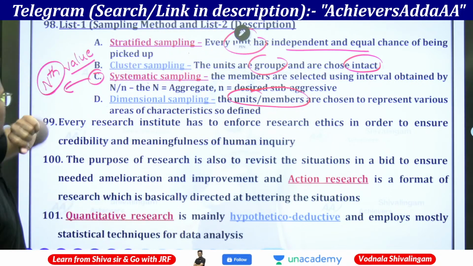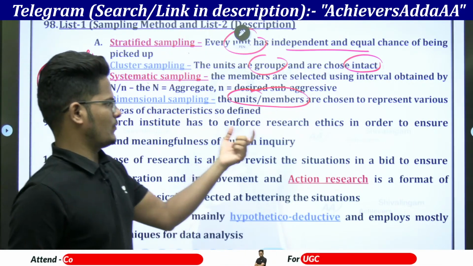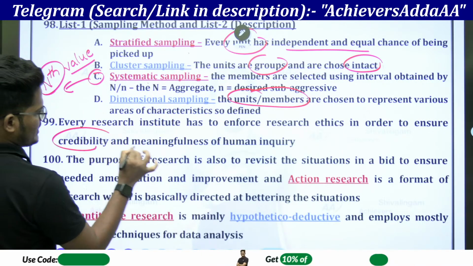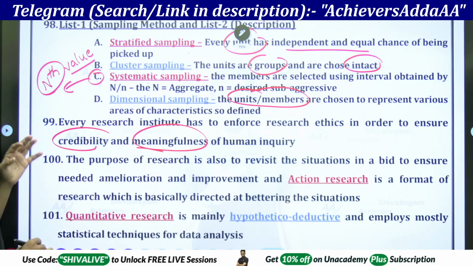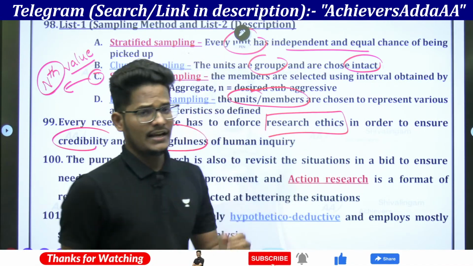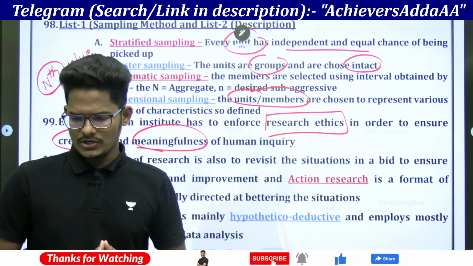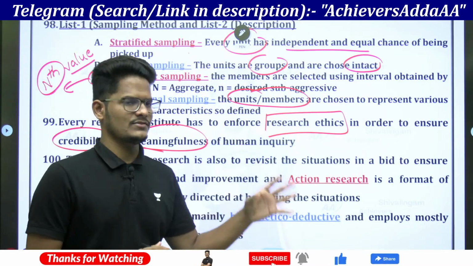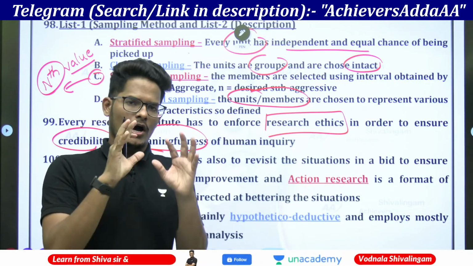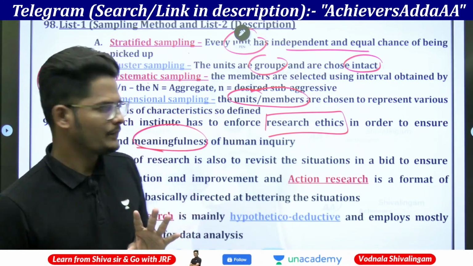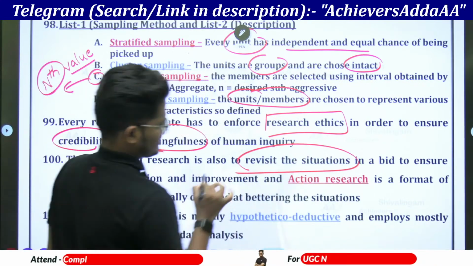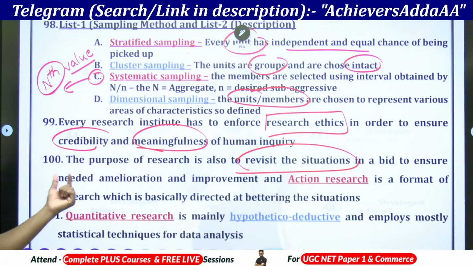You will understand better. Every research institute has to enforce research ethics in order to ensure the credibility and meaningfulness of human inquiry. Every research institute has to enforce the ethics because ethics is mandatory in research. Without ethics, you cannot have credibility and trustworthiness for your research. And when you violate the ethical norms, obviously your study is going to be unethical.